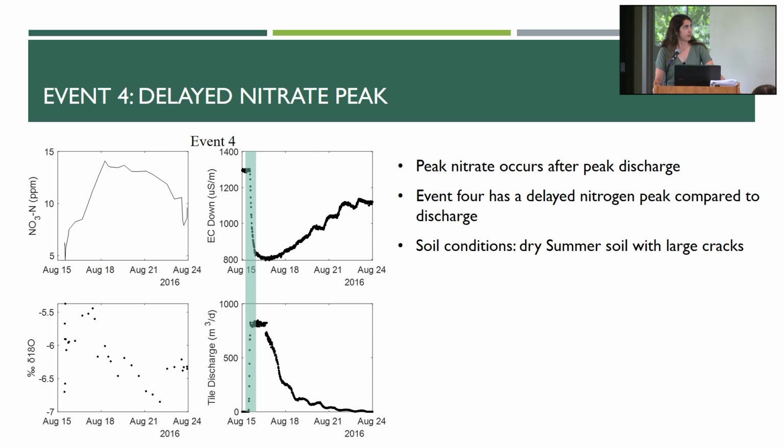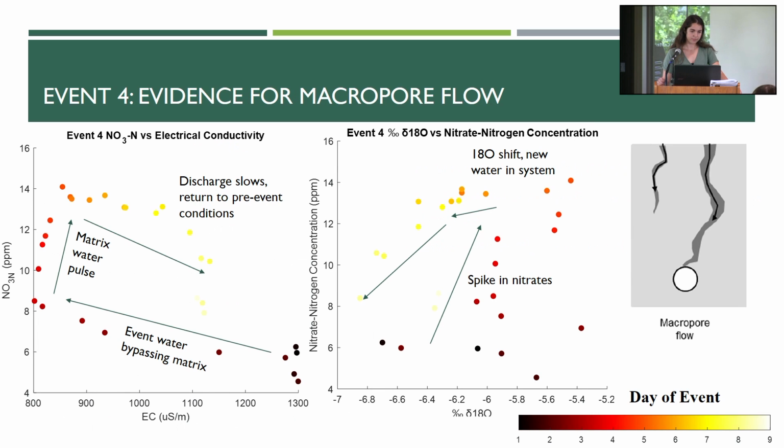It's also worth noting that the soil conditions prior to this event were most likely a dry summer soil. This event was in late August of 2016, and so the soil's drier, there's more likely large cracks, and the water can flow through those quickly and not interact with the soil matrix as much. So there is evidence for macropore flow here.